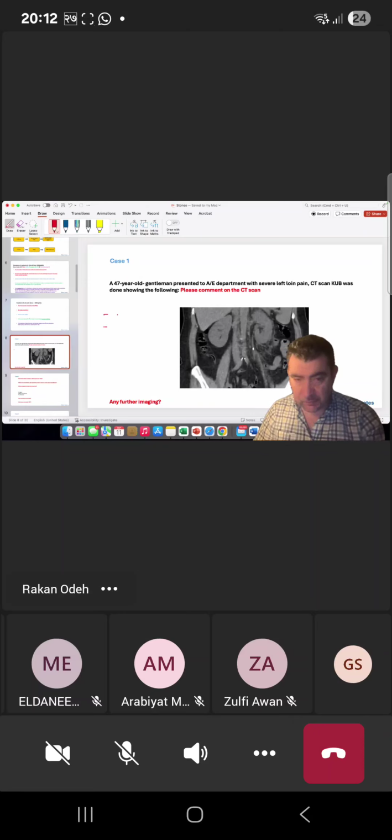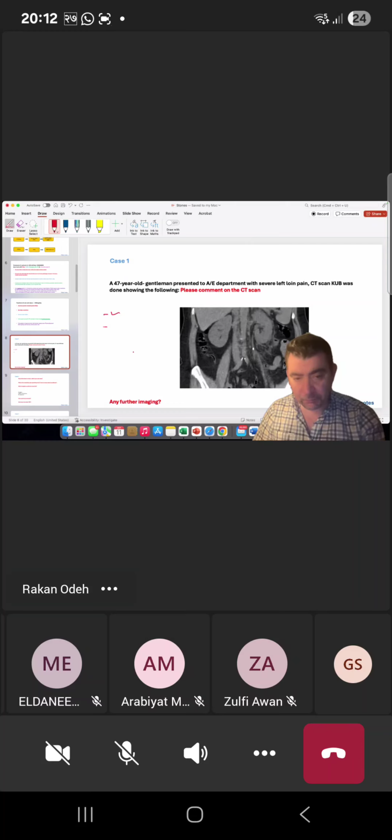So this is a CT scan reconstruction coronal film, non-contrast. I can see almost 1 centimeter or less proximal ureteric stone on the left side with mild hydronephrosis. I would like to see the rest of the imaging to rule out any other stones. Okay, any further imaging you want to check?